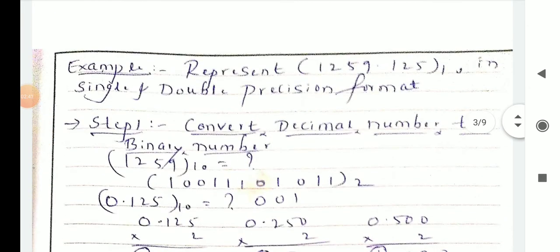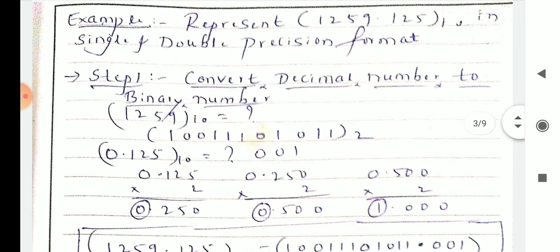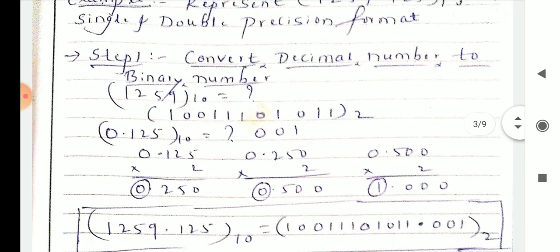Okay, let us take one example. Represent 1259.125 decimal into single and double precision format. Our first step is to convert the decimal number into a binary number. So 1259, first you have to convert into a binary number. Directly calculate by using a calculator. Put the value of the decimal number, then we get the binary number 10011101011.